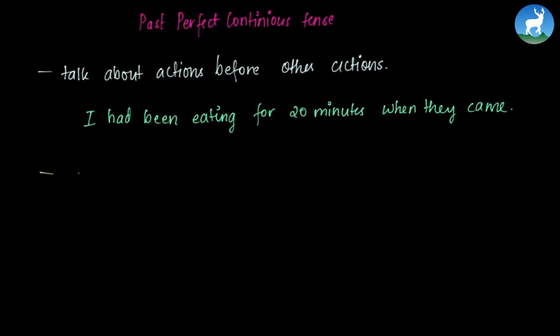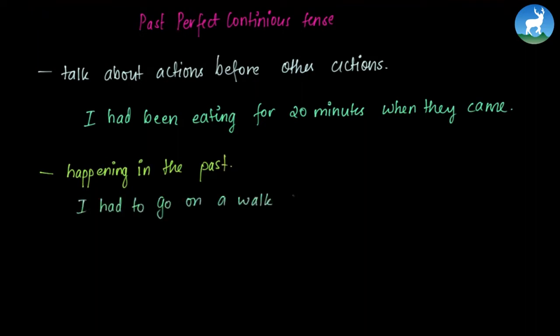Also, past perfect continuous tense is used to express that something was happening in the past. For example, I had to go on a walk because I had been eating too much.